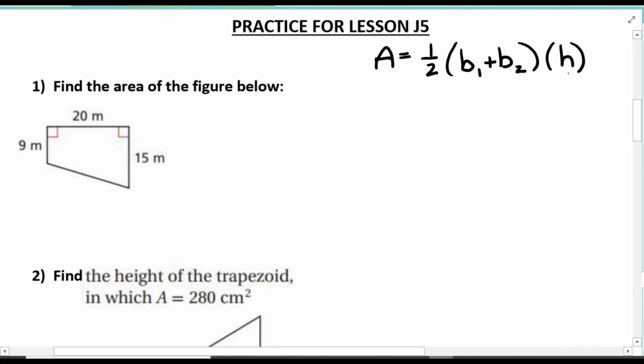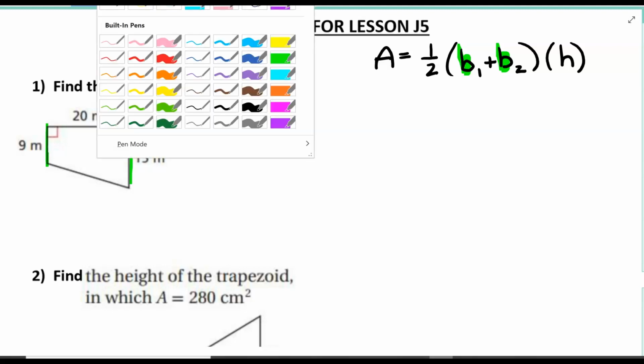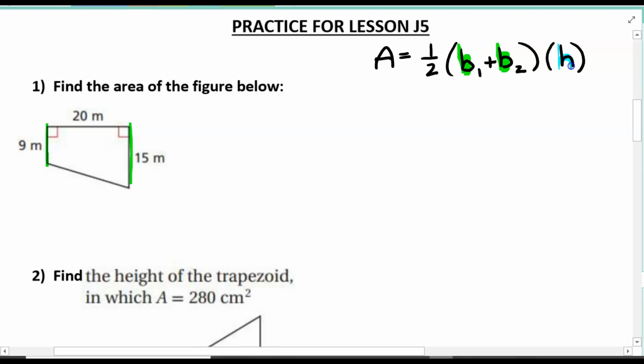In this, when I'm looking for the bases versus the height, the bases are always going to be the sides of my trapezoid that are parallel to each other. The height, on the other hand, is always going to be the distance between those bases. So it's how tall the trapezoid is from base to base.